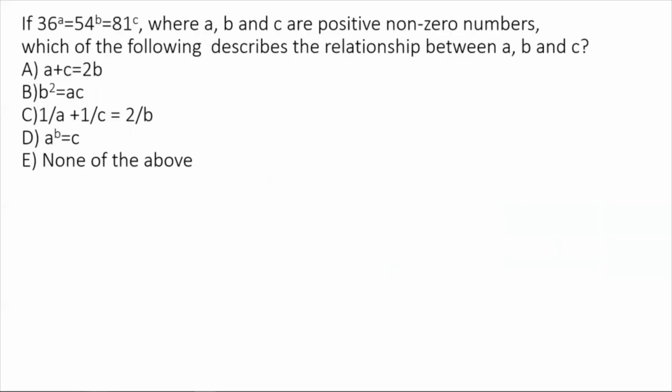So let's come to a third question, and this is a question on power and indices. And again, we're given 36 to the power A equal to 54 to the power B equal to 81 to the power C, where A, B, C are positive non-zero numbers. Can we find which relation is accurate between A, B, and C? And we are given 5 options here to pick the right answer.